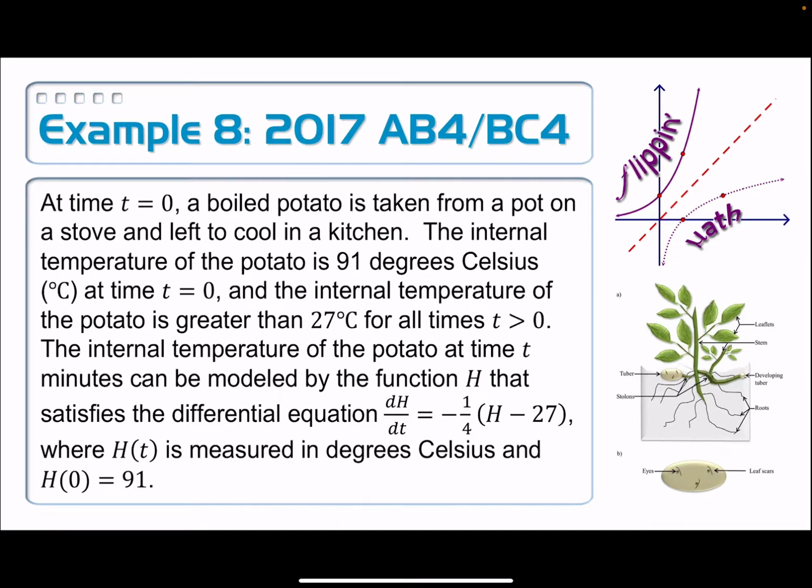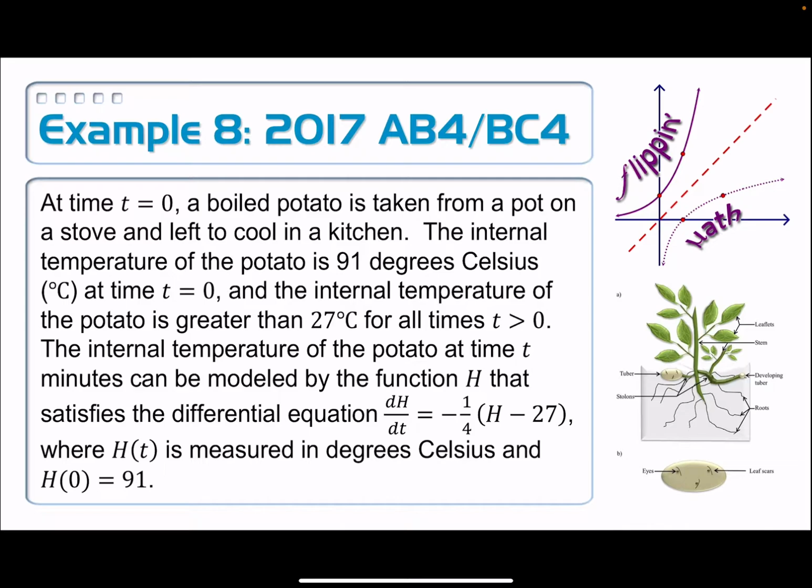So this one's an FRQ from 2017. It was on both the AB test and the BC test. It was question number 4, which means it was without a calculator. And this is the famous, infamous, notorious, whatever, potato question. And minutes after, maybe seconds after the exam, lots of memes about the internal temperature of the potato.